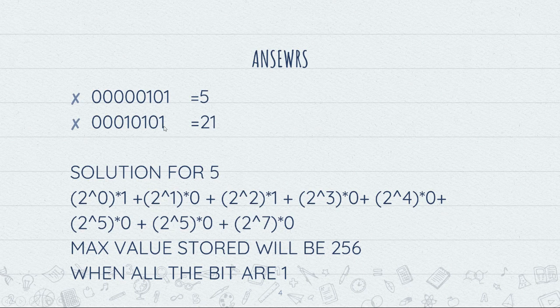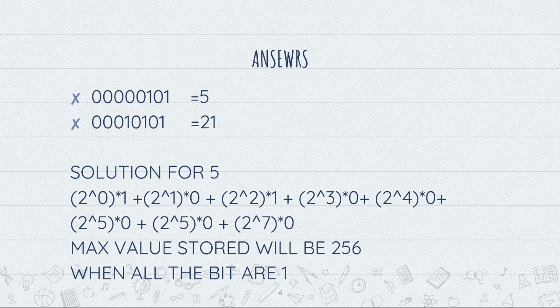Similarly for 21, you can see that first we multiply 2 raised to the power 0 into 1, so we get 1. Then here we get 0. After that we get 2 raised to the power 2 into 1, so the sum is up to 5. This place is the third place, so we get 0 here. Then here we get 2 raised to the power 4 into 1, so 16 plus 4 plus 1 is 21. So this is the method to write a number in bit form.